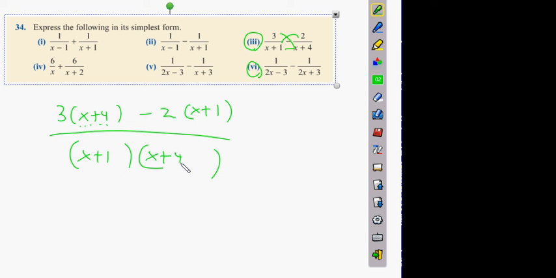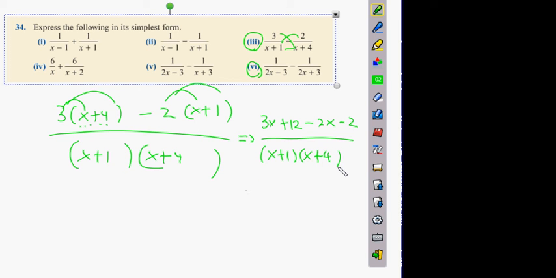Multiply out. You don't necessarily have to multiply the bottom either. 3x plus 12 again. Minus 2x minus 2. All over x plus 1, x plus 4. What now, guys? Anything cancel or anything take away? 1x, 12 minus 2, 10.